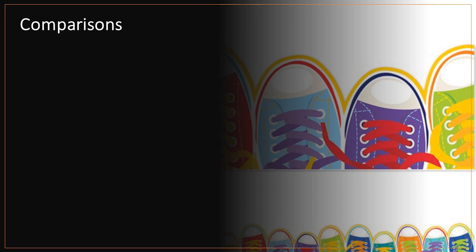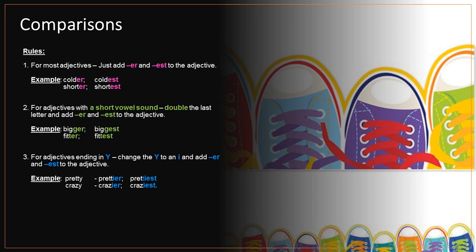Let's look at some of the rules for comparisons. Firstly, for most adjectives, you just add er and est to the adjective at the end. Example: colder, coldest, shorter, shortest.